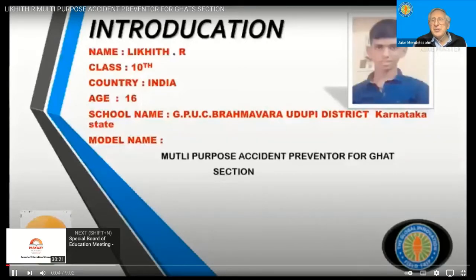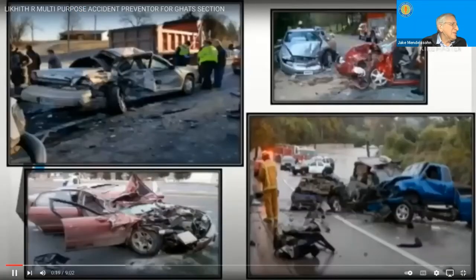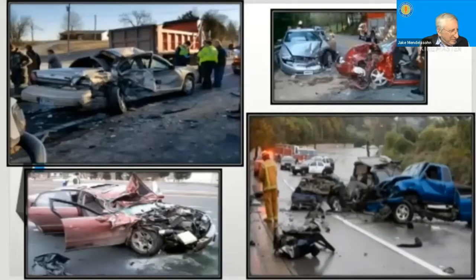My name is Likhith. I am studying in 10th standard and I am from India. My school name is GPUC Brahmavara, Udupi district, Karnataka state, and my model name is Multipurpose Accident Preventor for Ghat section. These days, accidents are very high on highways and Ghat sections. To avoid these accidents, I have made a model, Multipurpose Accident Preventer for Ghat section.